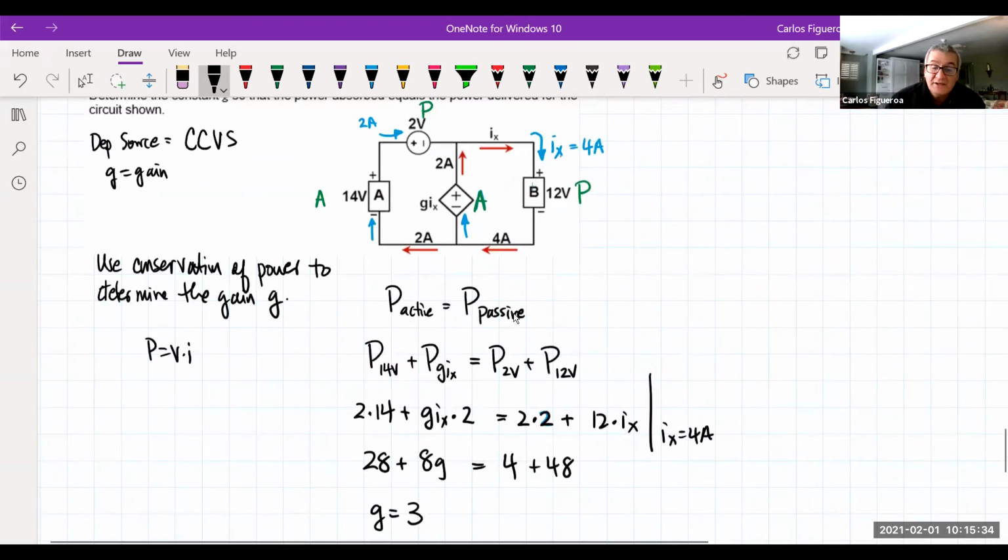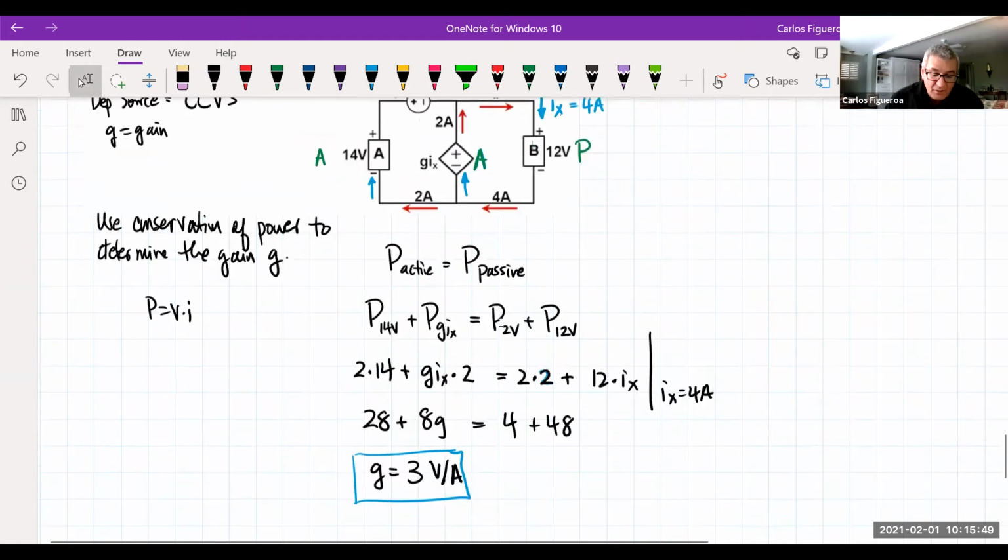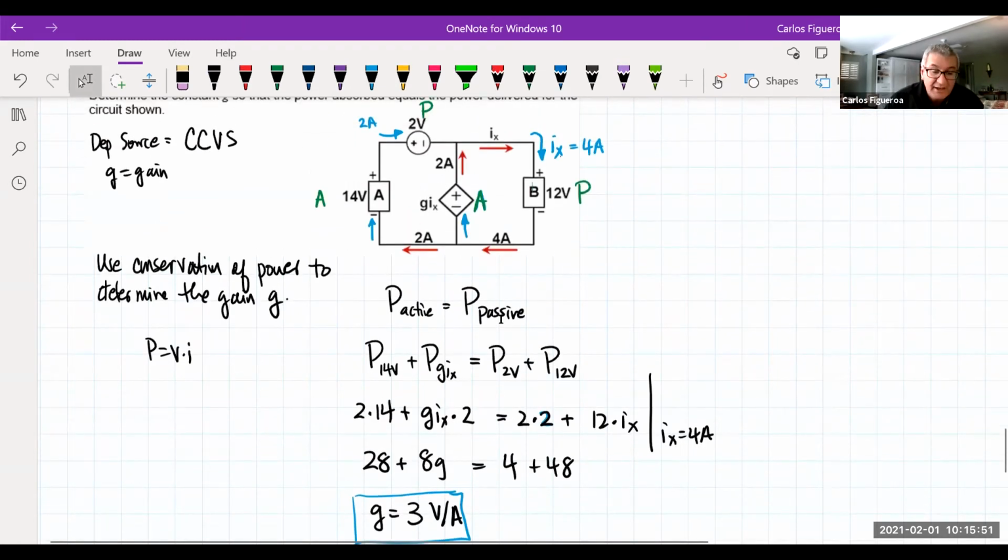Well, in this case, we know that the voltage divided by the amps are the proper units. And I'll stop right here. And that's how I use conservation of power to get the gain for that dependent source.